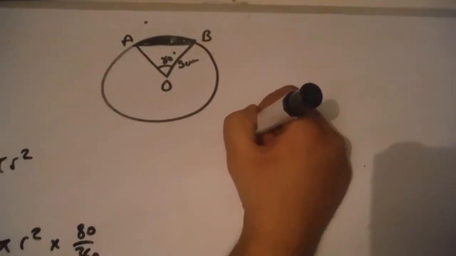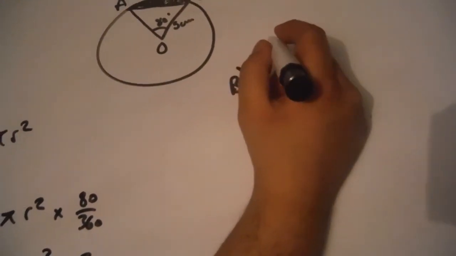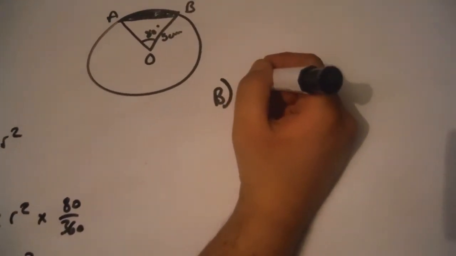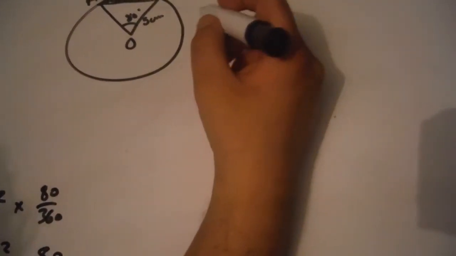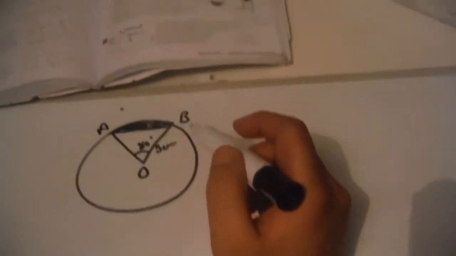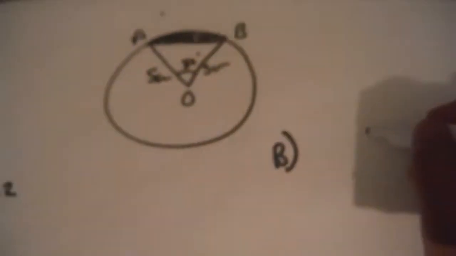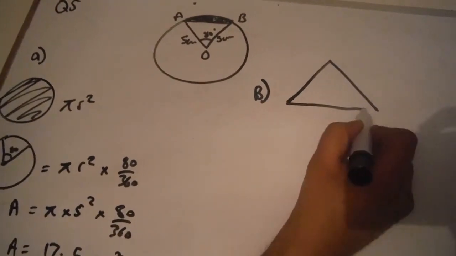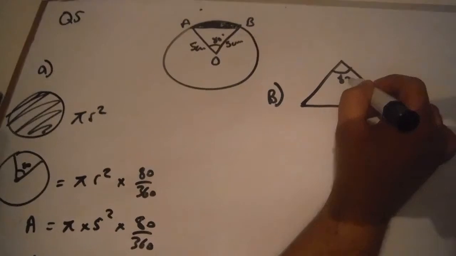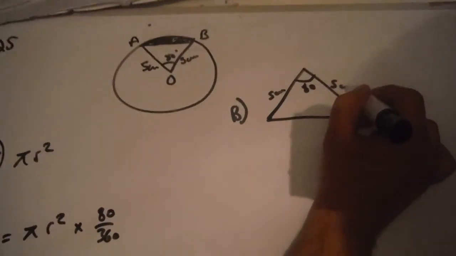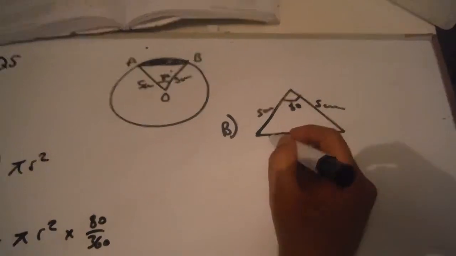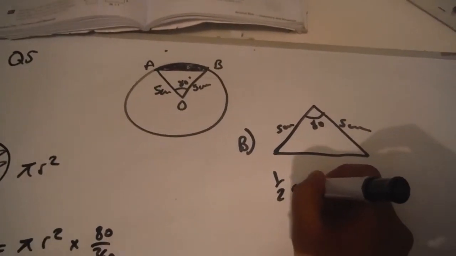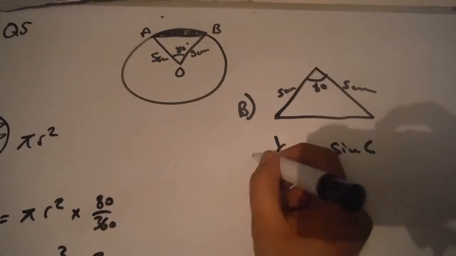And in part B, they ask us to find the area of the triangle. To find the area of the triangle, we know this side, the radius, is 5 centimeters, and we know the other side is 5 centimeters. Because it's not a right-angled triangle, we can use the formula for the area, which is a half ab sin C.